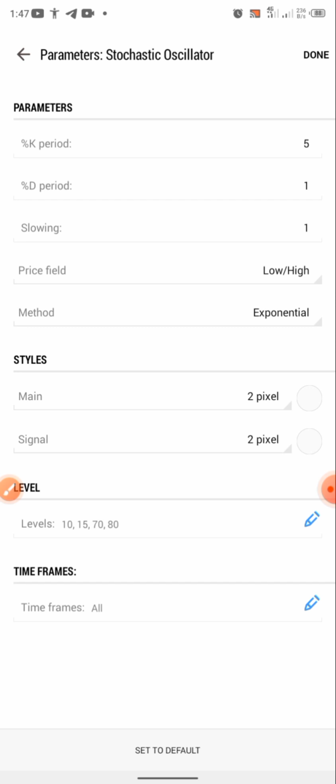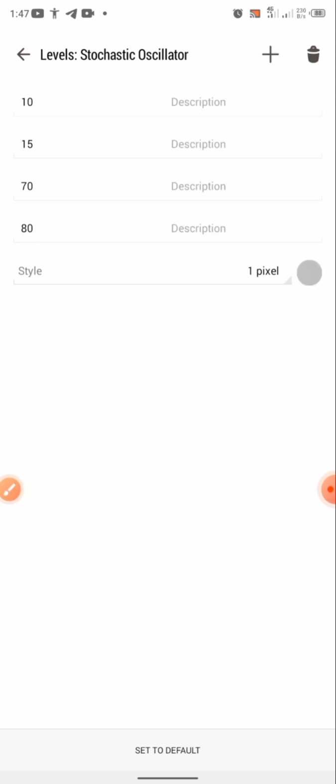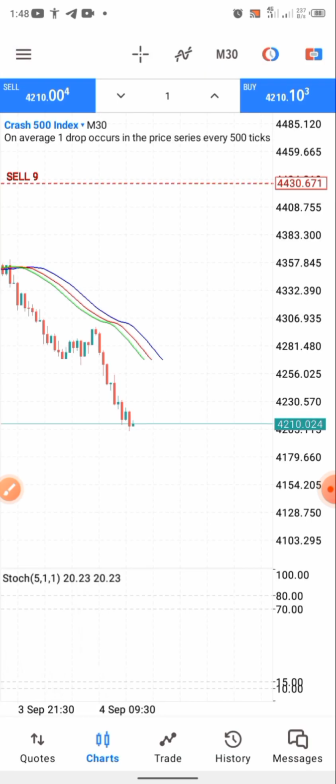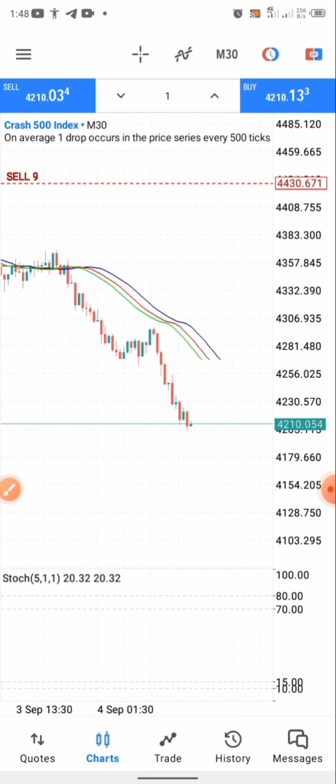So after I set everything up like this, this stochastic oscillator has levels. These are the levels for the stochastic oscillator. We have levels 10, 15, 17, and 80, guys. When you set everything up like this, click on done, and you have your stochastic oscillator in your chart.